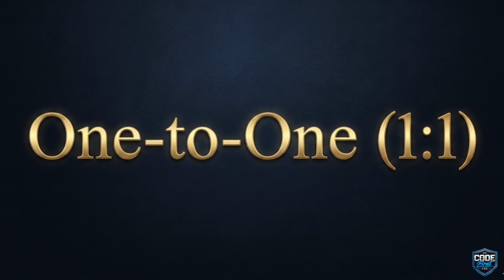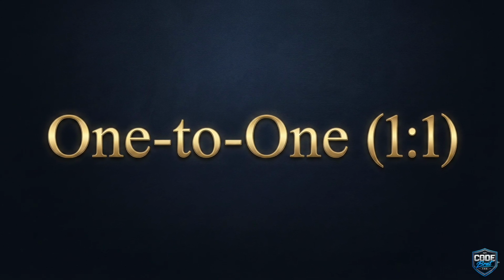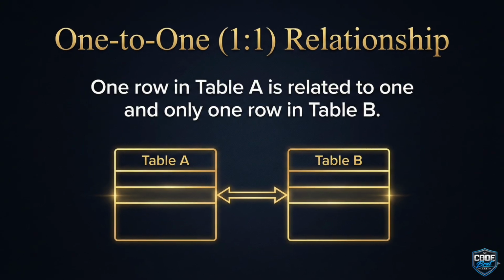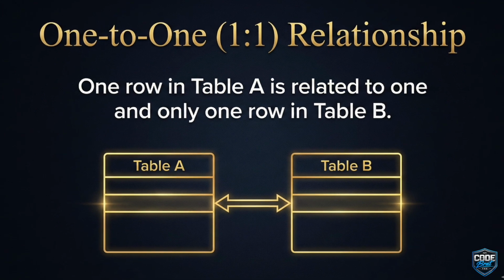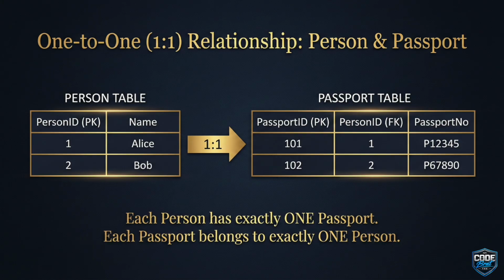First type of relationship is one-to-one. It means one row in table A is related to one and only one row in table B. Suppose we have a table named person in which we have two columns, person ID and name. We have another table named passport having columns passport ID, person ID and passport number. Legally, if you see, one person will and should have only one passport.